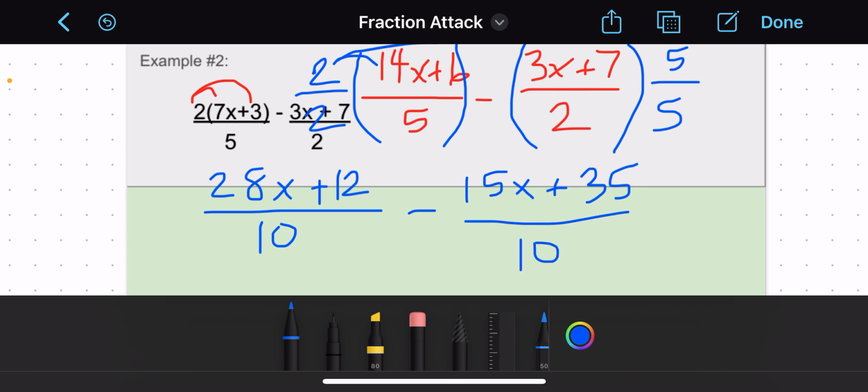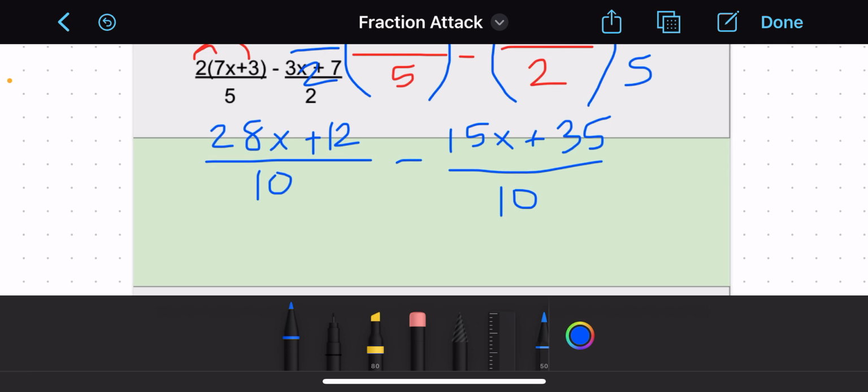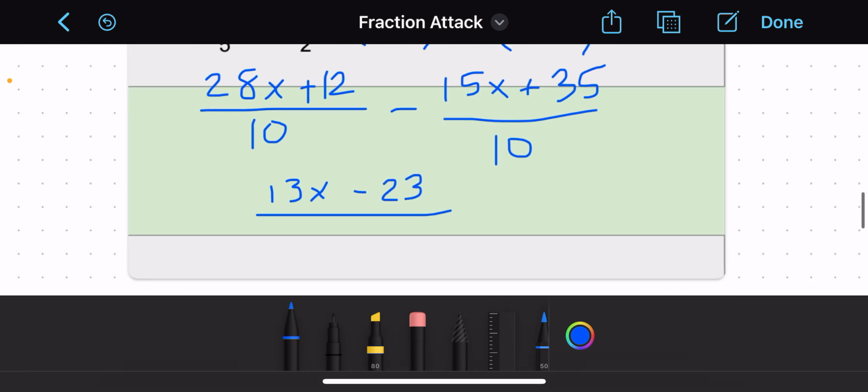Okay, now you can do this a couple ways. If you're combining the like terms, you can do it that way. However, it's important to recognize that this subtraction sign is for both of these terms here. So it's really a negative 15 and a negative 35. So you could distribute that way and write it there. I'm just going to look at this one as I'm taking the 28 minus the 15 for the x's, and that's going to give me 13x. And then I have 12 minus the 35. That's going to give me a negative 23. And the denominator for all of that is still 10.